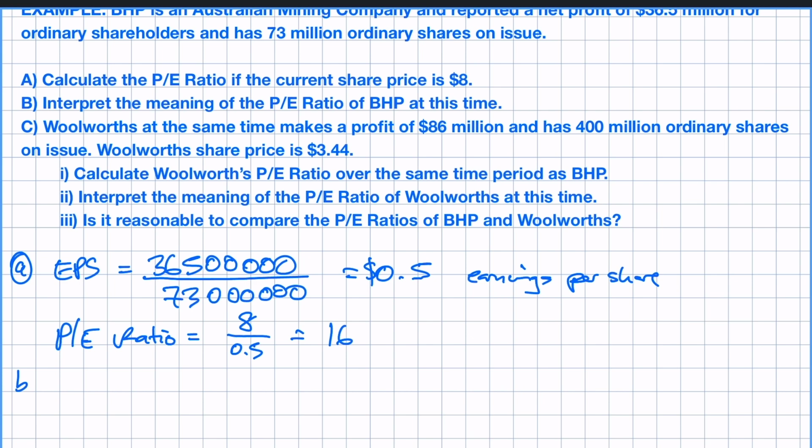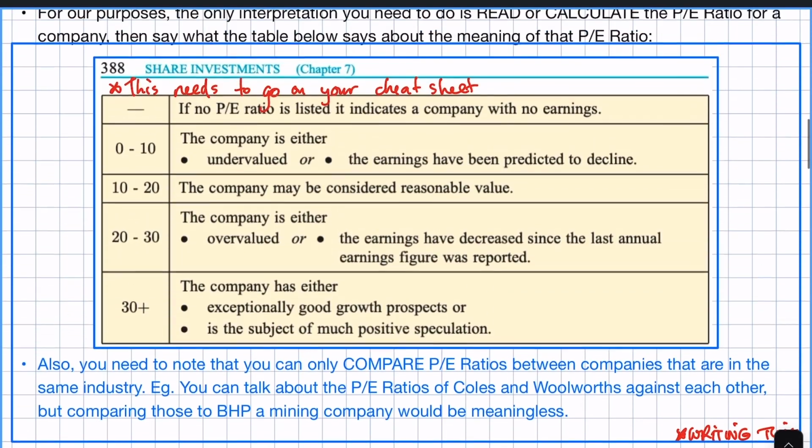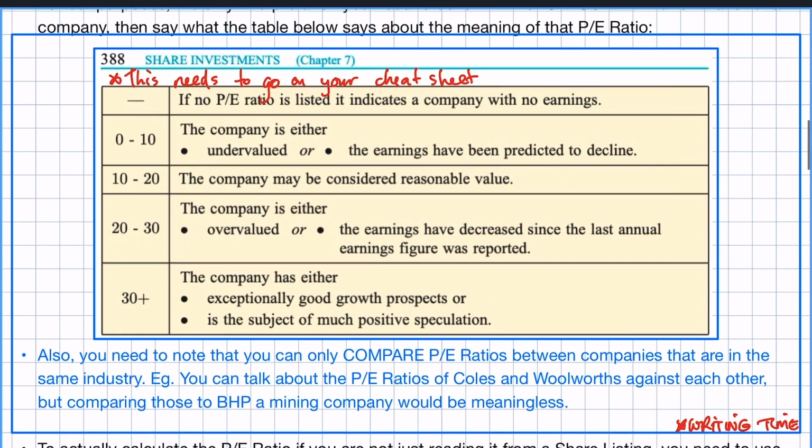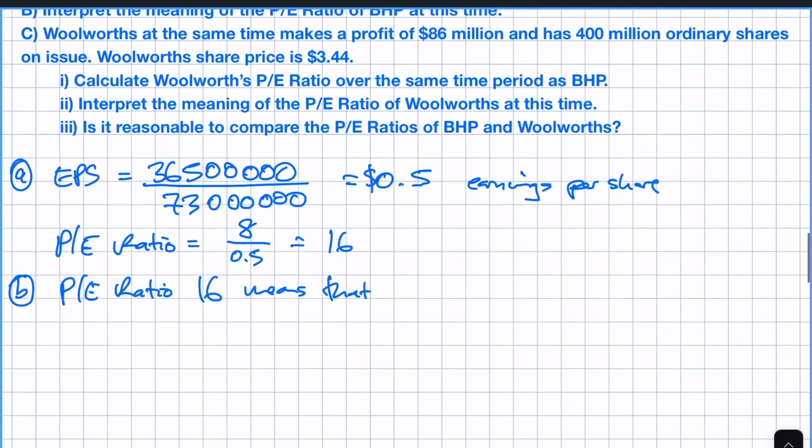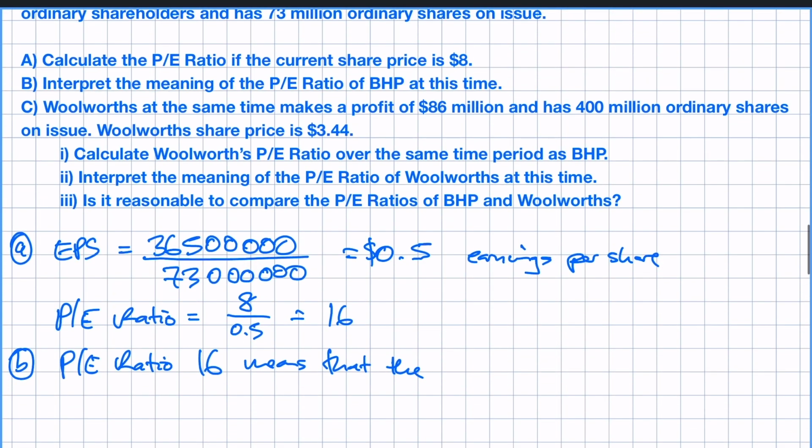B. Interpret the meaning of the PE ratio of BHP at this time. What does this question require you to do? It requires you to read and look at a table and then write what the table says. So PE ratio is 16 means that. So I'm going to quickly squiz up to the table and come back. 16 is between 10 and 20, so the company may be considered reasonable value. That's all I'm going to write. Means that the... Sorry, you need to write the question. Means that the company is reasonable value.